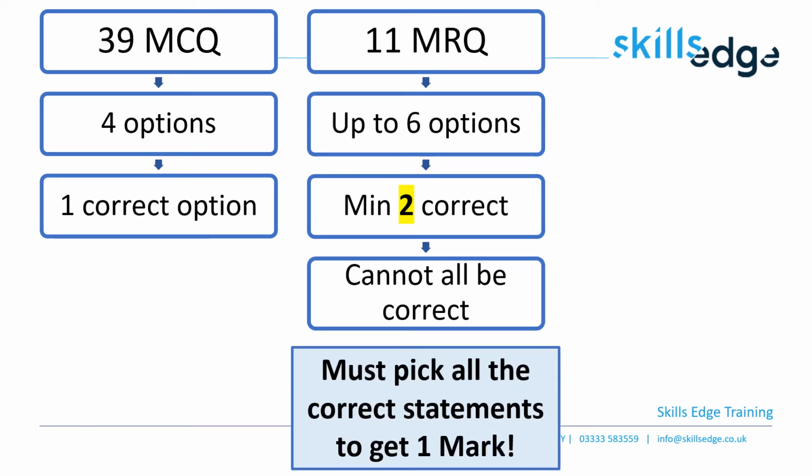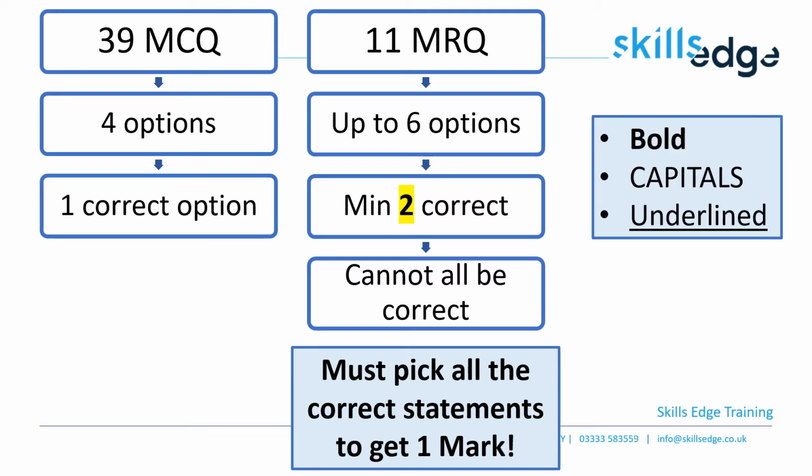Unfortunately, to get that 1 mark, you've got to pick all the correct options. If there were 3 correct options and you've only picked 2, then you would not get the mark. And that's why they're quite tricky. The good news is that quite a lot of these multiple response questions will only have 4 options, which makes answering them slightly easier, especially when you know that 2 of those 4 options must be correct. When you read the exam questions, look out for any words which are in bold, capitals, or underlined, as these will be the key words in the question.